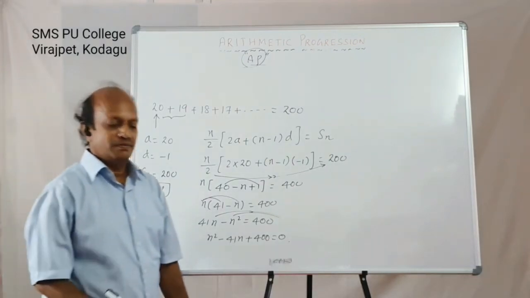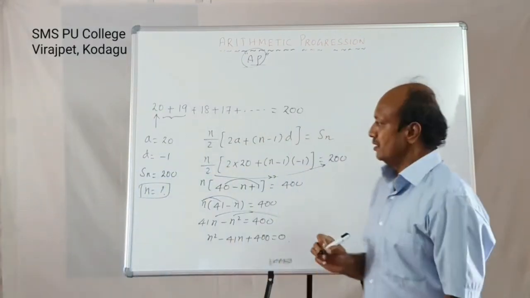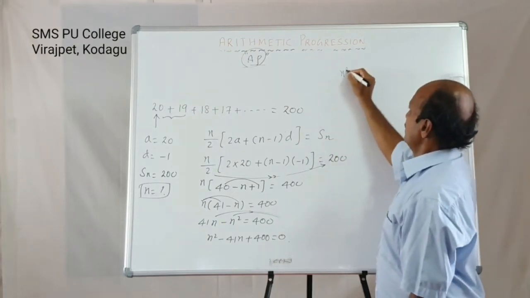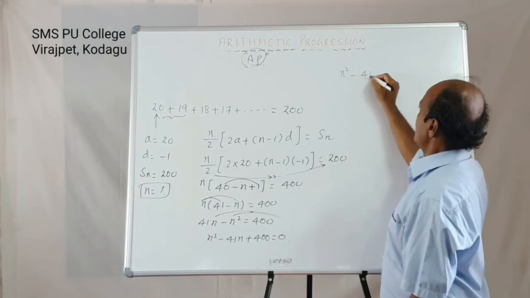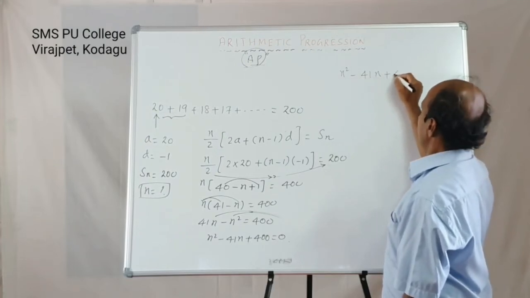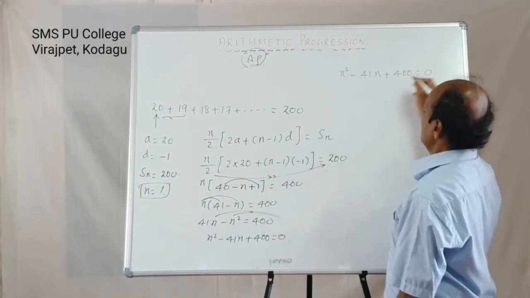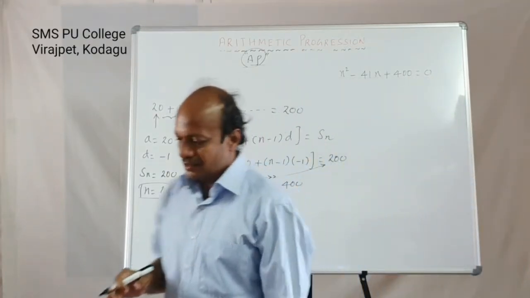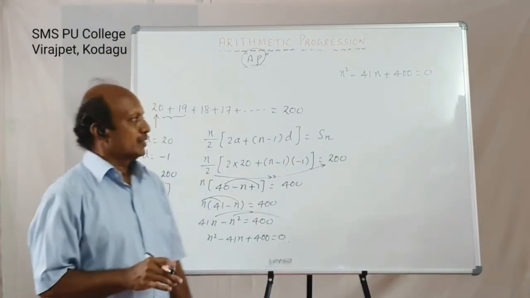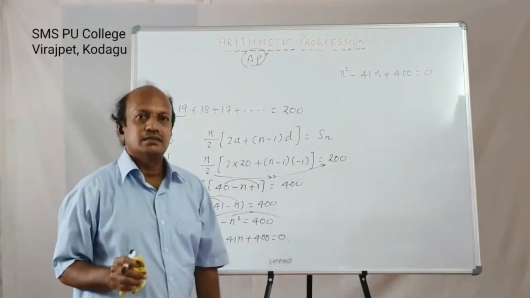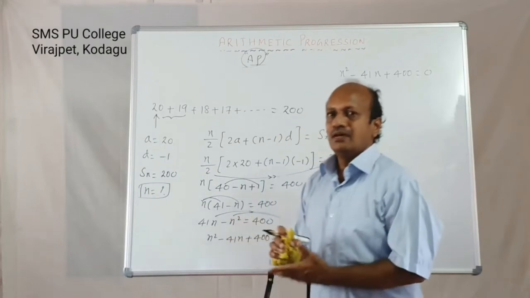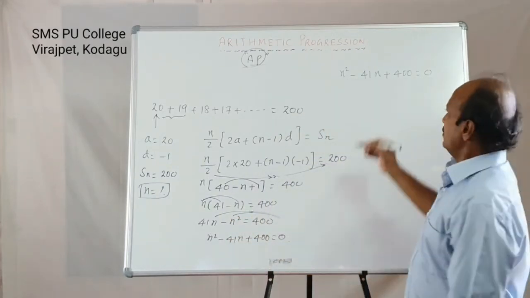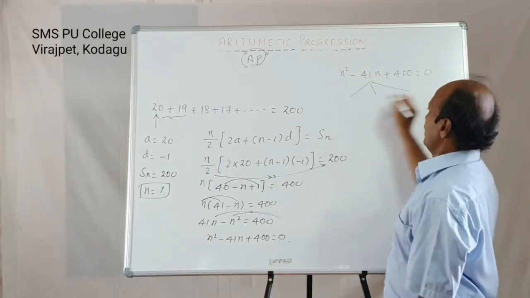Now we have to find the value of n. n will always be positive. Please remember, n will always be positive. That is, n square minus 41n plus 400 is equal to 0. Now what type of equation is this? How will you solve it? What other concepts are required to solve this? There are two or three methods for you. One is the factorization method, another is the graphical method, and the third one is applying the quadratic formula.